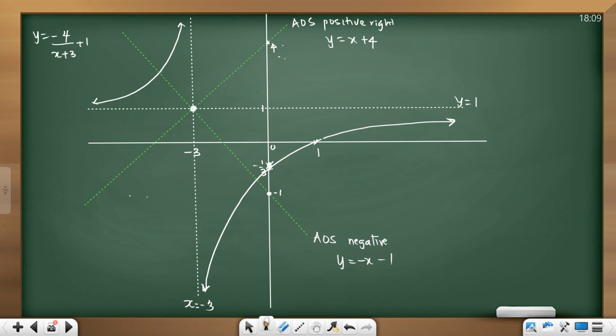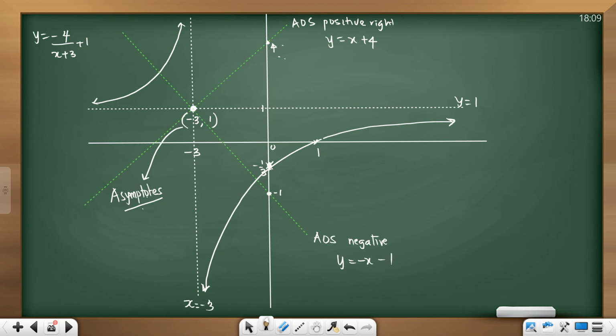And this point, please look at this point. Do you notice your x value is -3 and your y value is 1? Those are your asymptotes. So it's about the points. It's about the points.